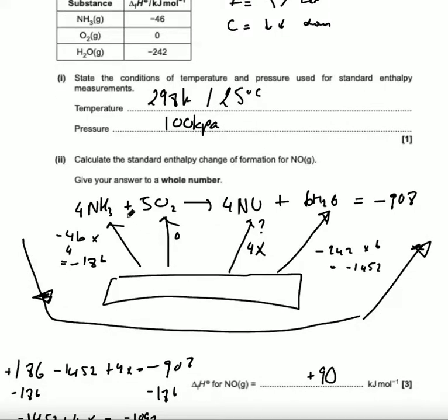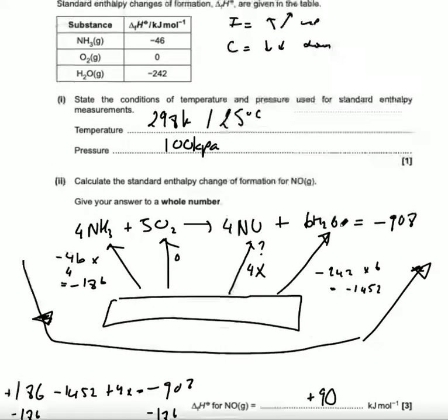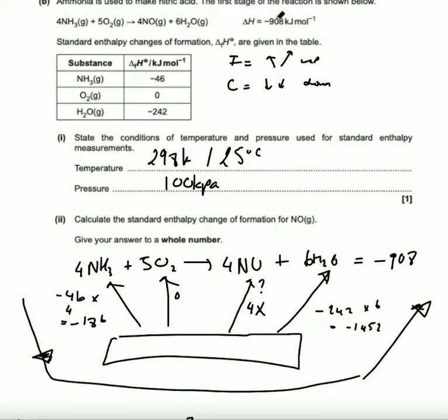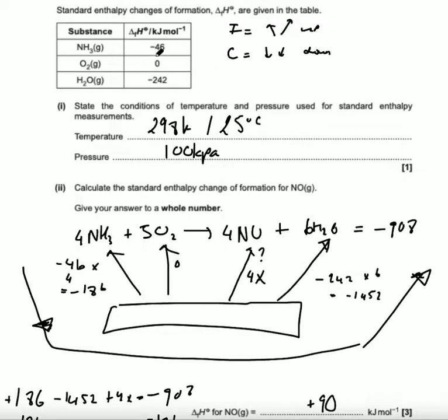Okay, so what I do is I write the equation which they've given me, and I do the box from under, and because it's formation, my arrows are going to point up. I then plug in the values they've given me. So they've told me that the reaction is minus 908, so I've written minus 908 over here. And for ammonia, it's minus 46, but I've got 4 lots of ammonia, so I times by 4, which gives me a total of minus 186.